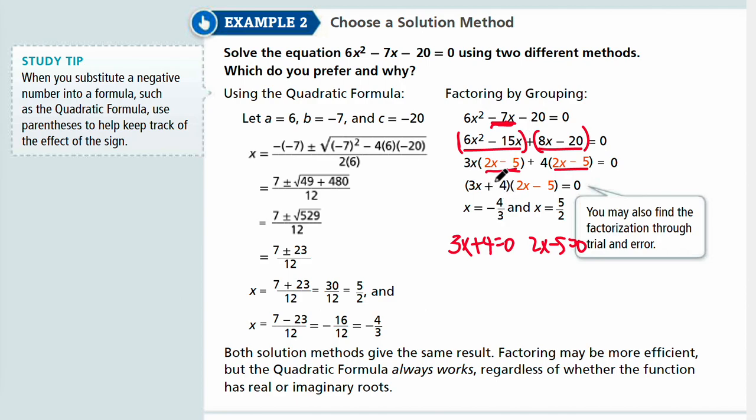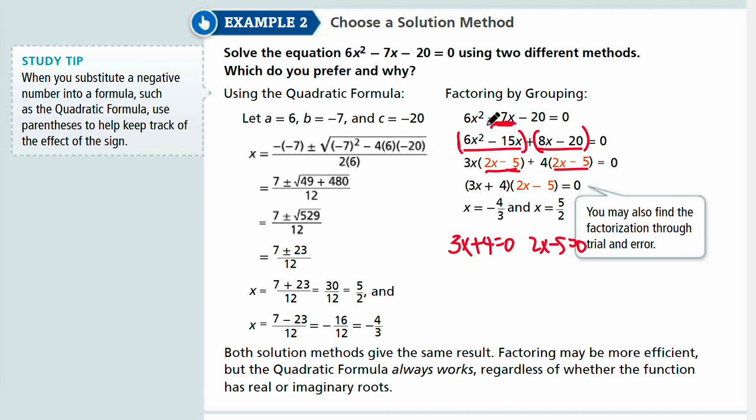The values are the same. And if you do it correctly, it should still give you the right answer. So sometimes it's more efficient to use grouping. Sometimes it's faster to use the quadratic formula. It just depends on what kind of equation you have.